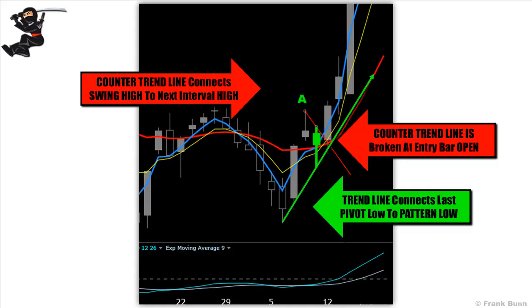In this example, we see the evolution of a swing high pattern at point A. The counter trend line connects the swing high to the next interval high, and the trend line connects the last pivot low to the low in the pattern as denoted by the green bar. Notice here, however, that the counter trend line is broken at the entry bar open. This qualifies as a broken trend line pattern.